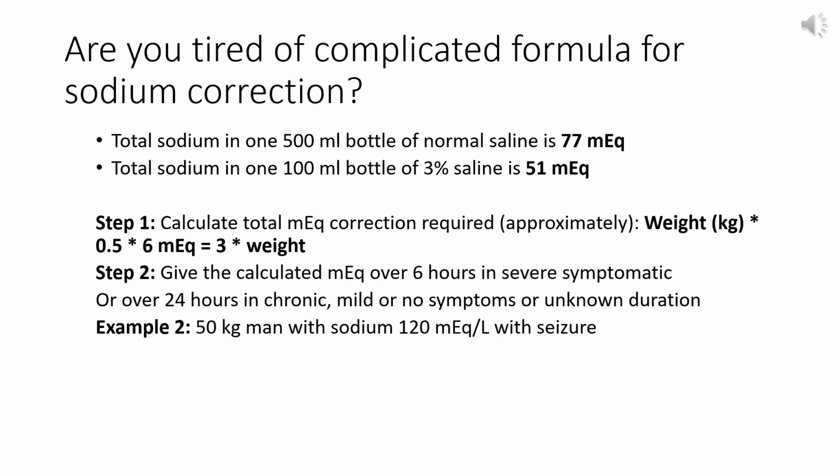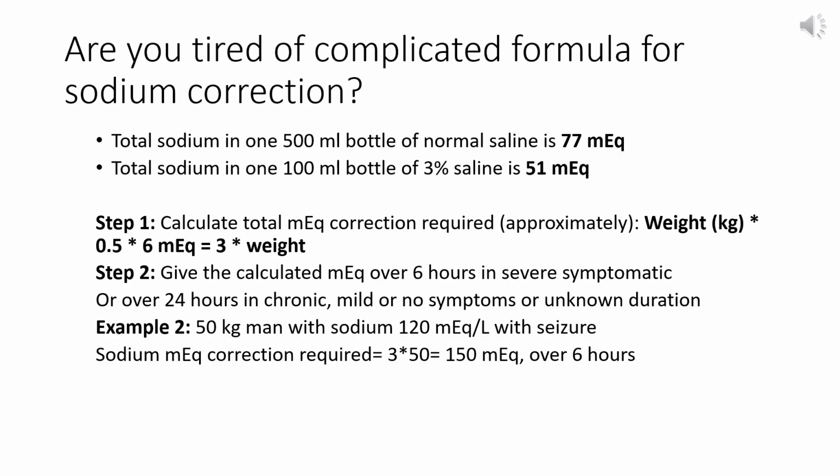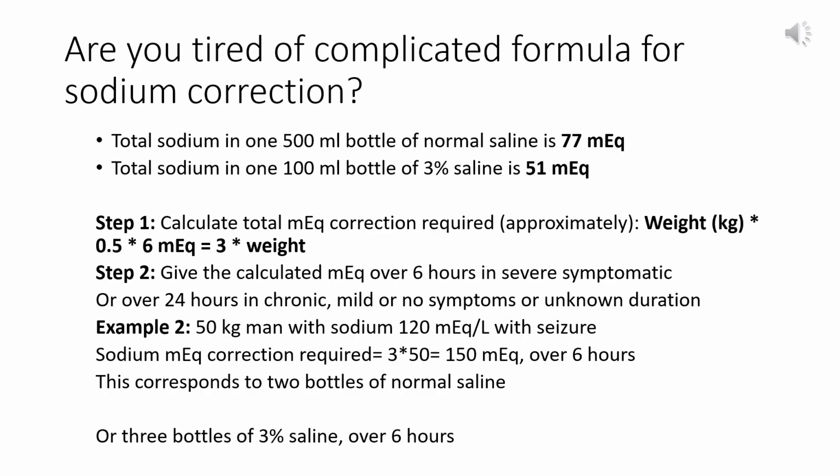So this is the case of severe symptomatic hyponatremia. The amount of sodium required for the patient is the same as before, that is 150 milliequivalents, but now over 6 hours. This corresponds to 2 bottles of normal saline, which is 1 liter, or 3 bottles of 3% saline, which is 300 milliliters, and should be given over 6 hours.